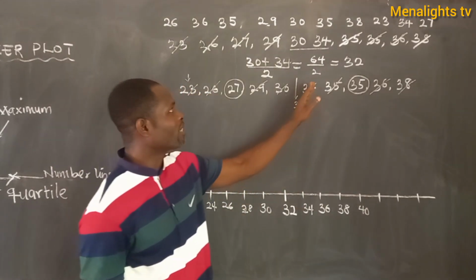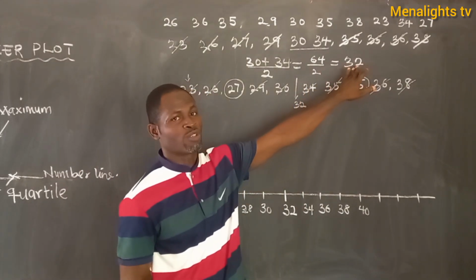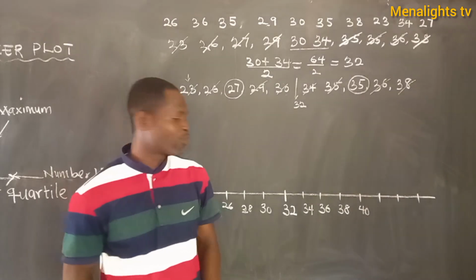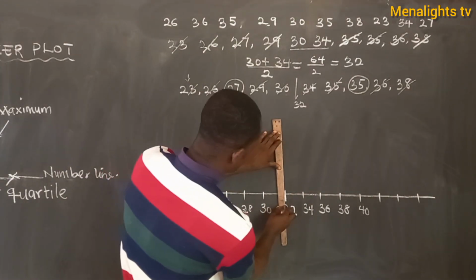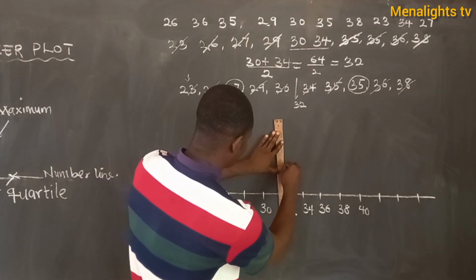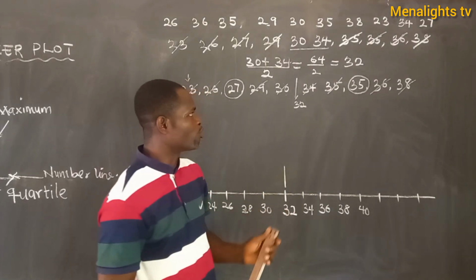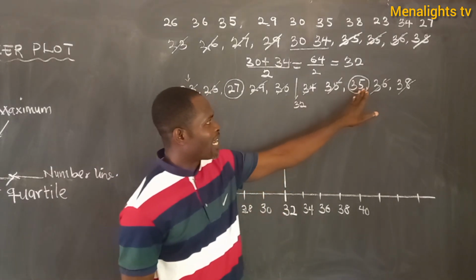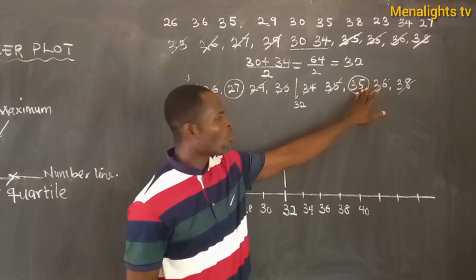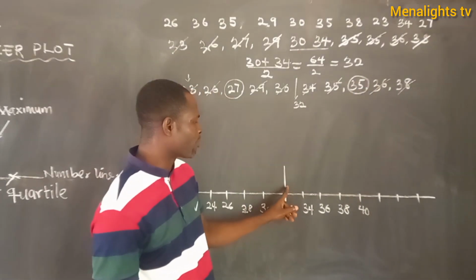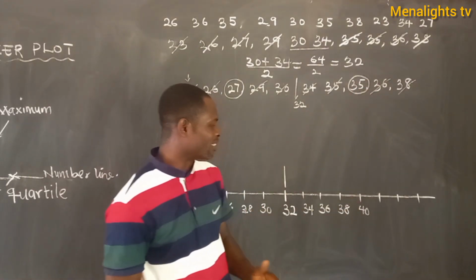Now from the beginning, we know that our median is 32. So that's what we are going to start from. So from 32, that's our median there. So we are starting the box from 32. Now, the upper quartile here is 35. So the box will start from 32 and end on 35.